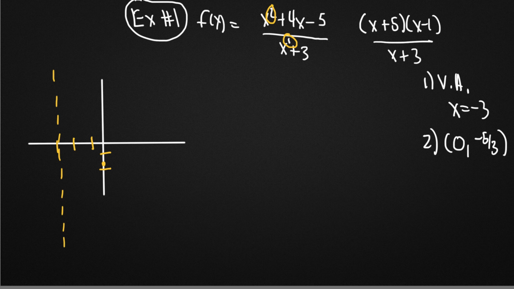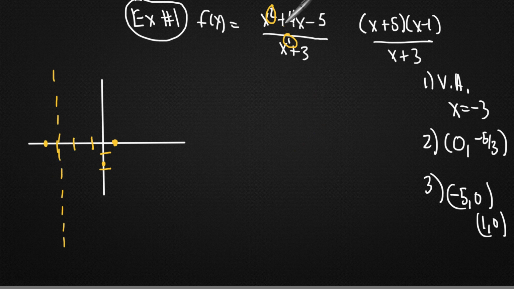And then we're going to find the x-intercepts. We said we get those by setting the numerator equal to 0. So that's going to be (-5, 0) and (1, 0). All right, so let's go ahead and put those on our graph. (1, 0) is going to be right there. And (-5, 0) is going to be right there.